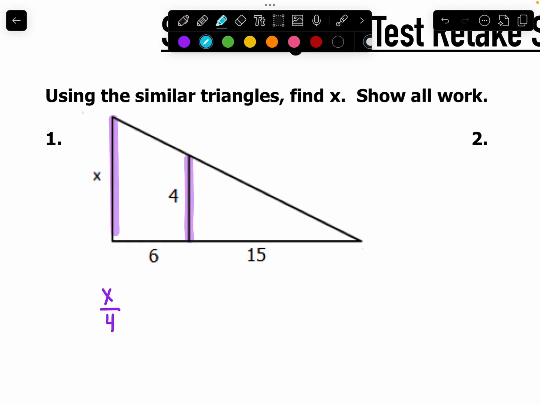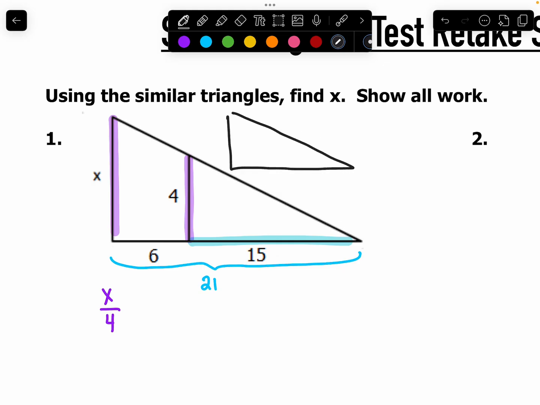And then for this side, it's going to be 15. But since it is not indicated that these sides are parallel, we're going to have to take the total. The reason being that if I have this triangle, actually I'll make this one bigger. If I have the bigger triangle and then the smaller triangle, this side of course is 4, this is x, this is 15, this is not 6.